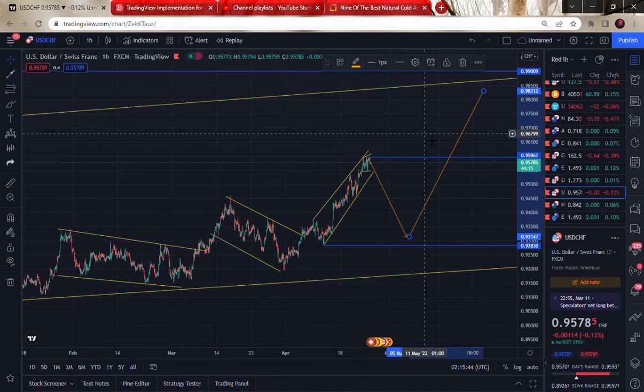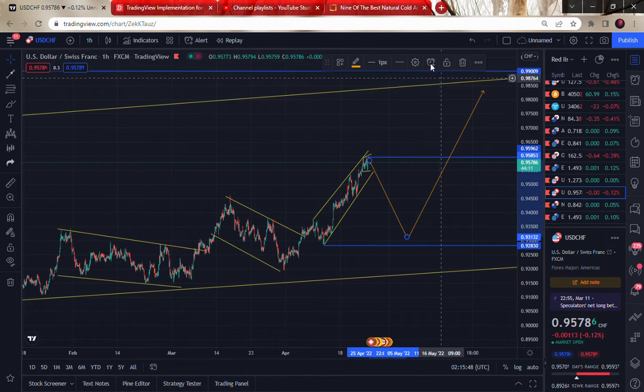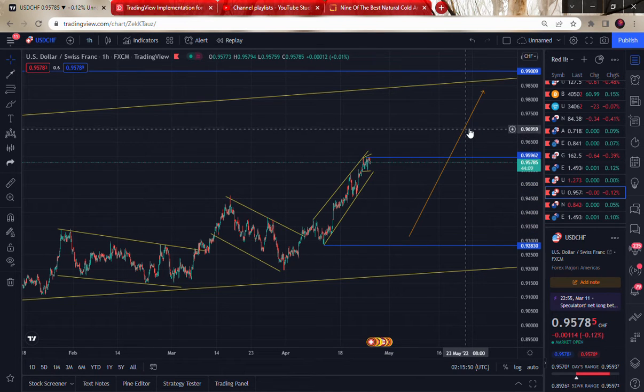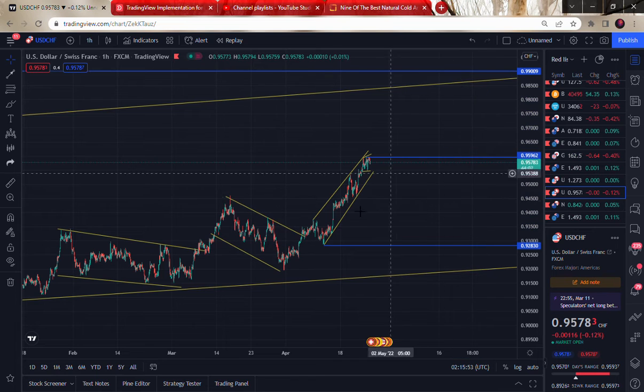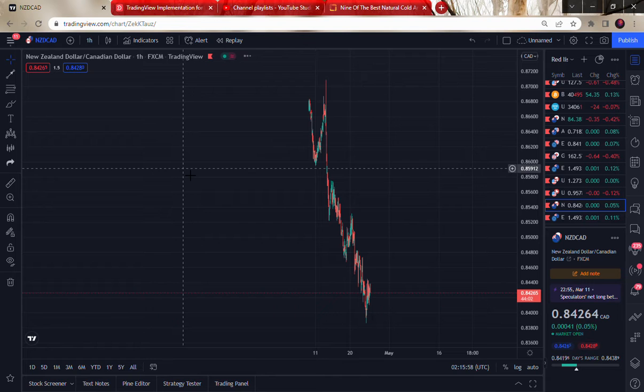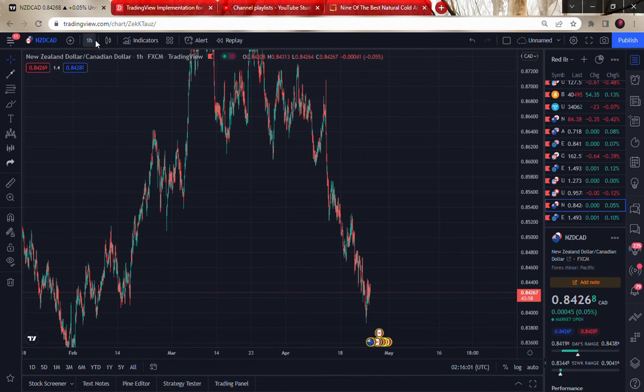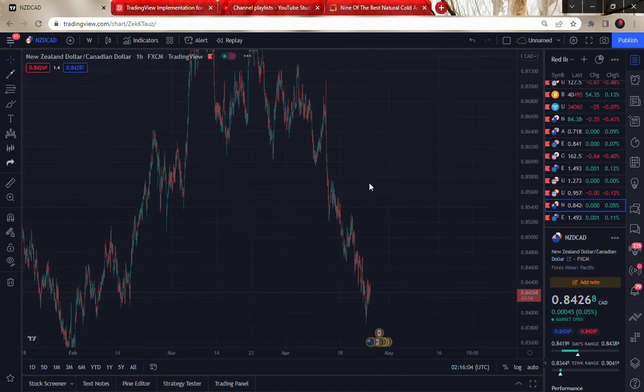To come here and then maybe give us that, right? So you can forecast this by just doing multi-time frame analysis and combining it with patterns and structures. So let me just do another pair. I've got New Zealand CAD here with me. I remove everything and go to the weekly.